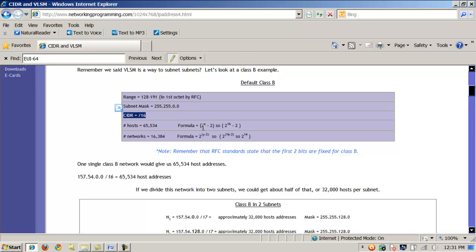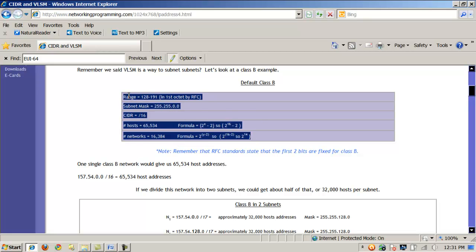If we apply our formula, 2 to the power of x minus 2, we would get 65,534 hosts with 16 bits. And remember that the precedence is different. Here I apply the exponent, raising 2 to the power of x, before I subtract the 2. But watch the parentheses and the precedence there. For networks, I'm subtracting 2 from the number of bits and then applying the exponent. So in this case that would be 2 to the power of 14, or 16,384 networks. So that's just a normal class B address.